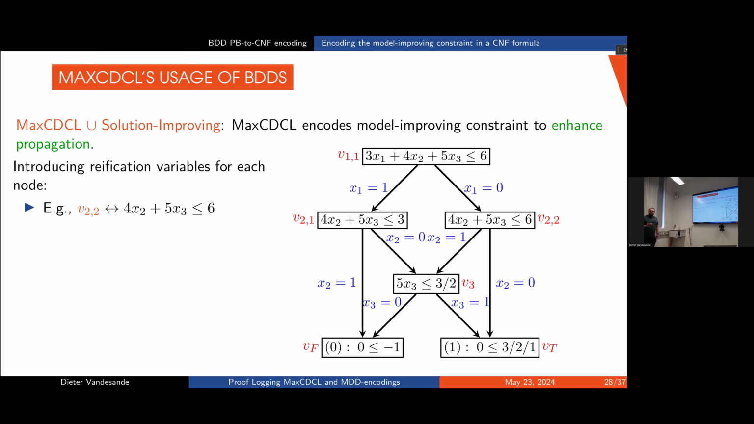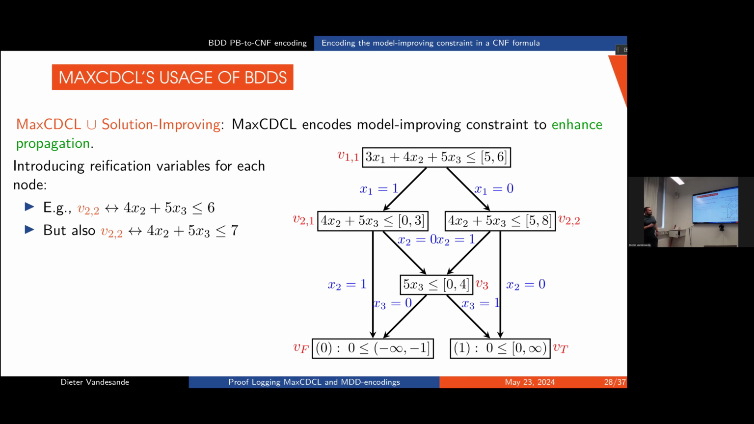Okay, so how is this encoded in a CNF formula? Well, for every node, we add some reification constraint and a reification literal. So, for example, V22 is true if and only if 4x2 + 5x3 ≤ 6. But interestingly, if we take a look now at these coefficients, for the assignments that are ≤ 6, that's clearly only when x3 is true and x2 is false, or the other way around, or if both are assigned 0, right?